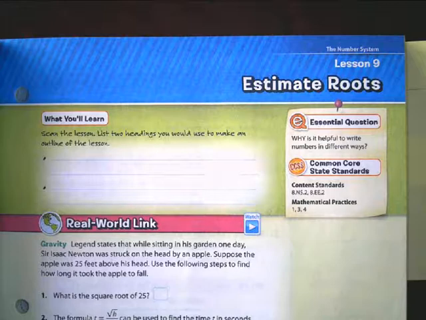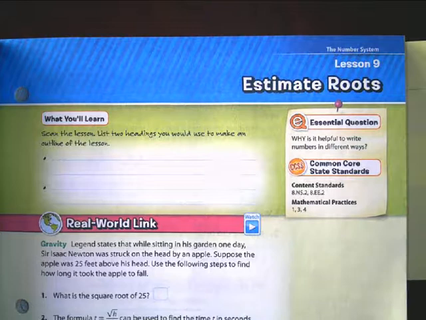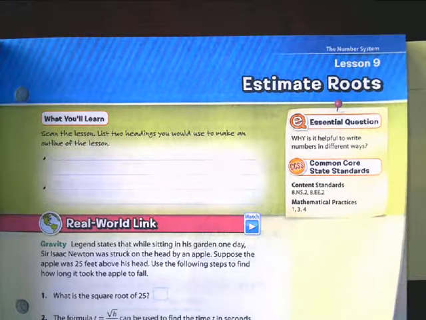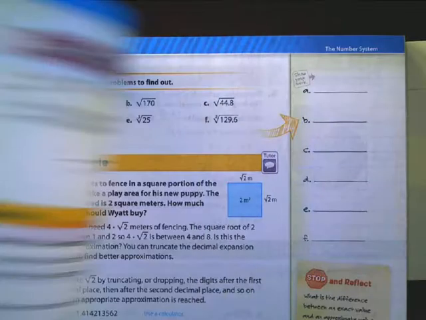Alright, this is Math 8, Chapter 1, Lesson 9, looking at estimating roots today. We're going to take what we learned in the last lesson about square roots and how they work and do some estimation, which means we're going to try to see what number is close to the actual answer. We're not going to actually solve it today, we're just trying to figure out what is close there.